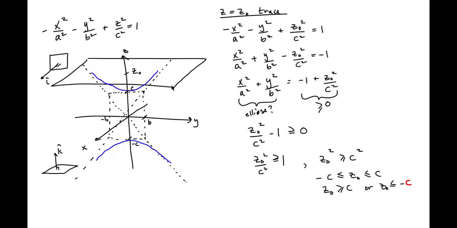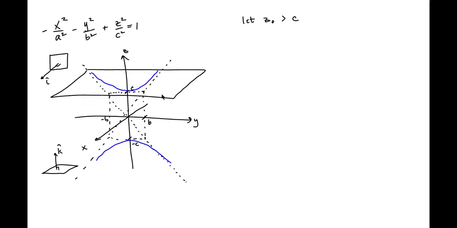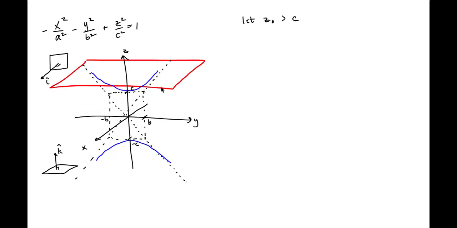So if z naught is a value greater than or equal to c, let's try that. Let's go to the next page. Let's let z be a value greater than c. We know if z is a value equal to c, we get a vertex. So if z is a value greater than c, well, let's come up here. Let's take our plane and let's do some value up here.